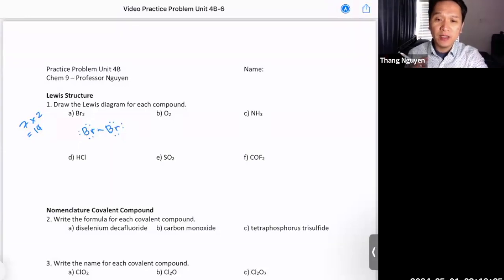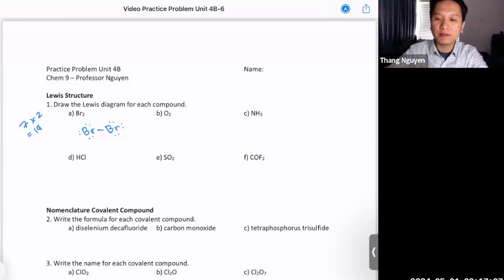When we do that, notice that both Brs are now full of octet, full of 8 electrons. And now let's finally count, did we use 14 electrons? So we have 1, 2, 3, 4, 5, 6, 7 pairs of electrons. 7 times 2 is 14. So that's exactly the amount of electrons we have. If you have those two criteria met, one is that everything is octet, or duet if it's a hydrogen, and two, that you have the correct total amount of valence electrons, then you are good. So we fulfill those 2 points, so A is correct.